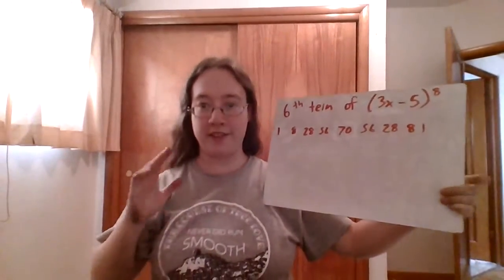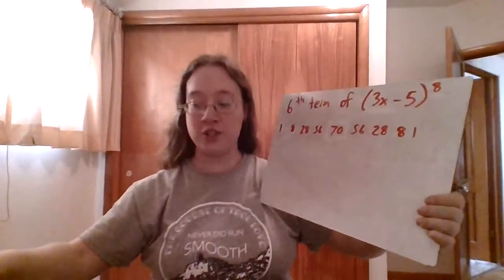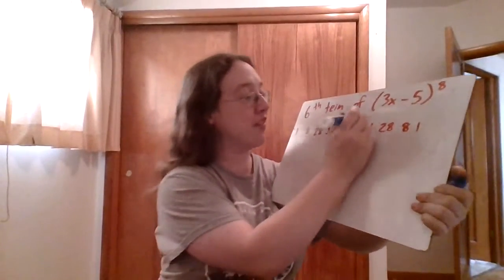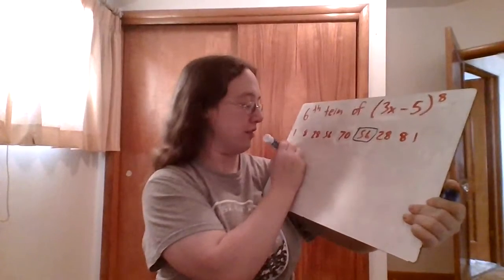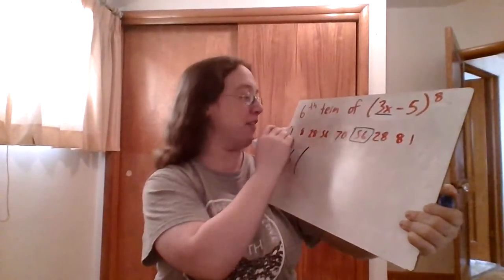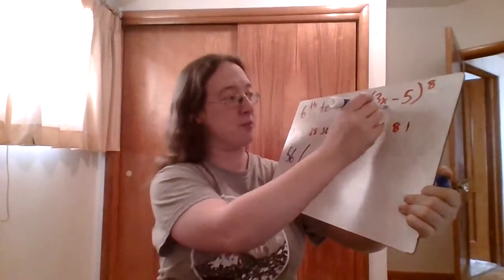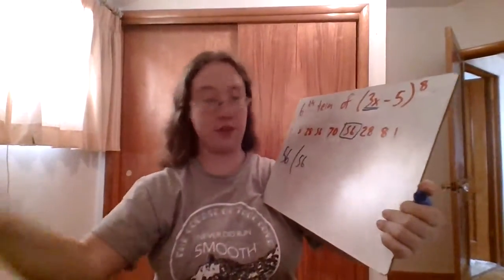So let's say we want the 6th term of 3x minus 5 to the 8th. So again, really the only term we're interested in there is if we go 1, 2, 3, 4, 5, 6. So that's a 56. And then if we're counting down, we're going to have an 8th to the 7th to the 6th to the 5th to the 4th to the 3rd. We're going to have this term to the 3rd. Oops. This term, not that term.